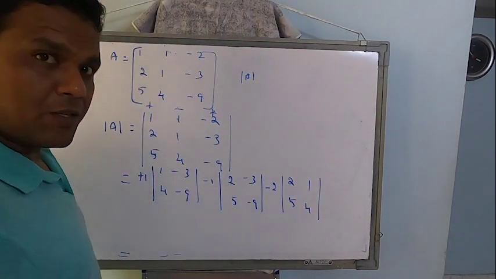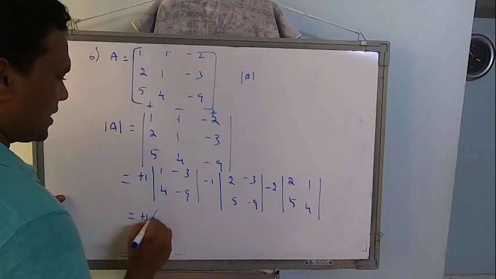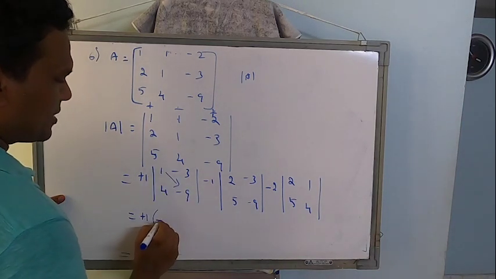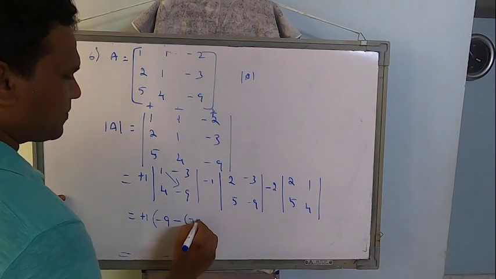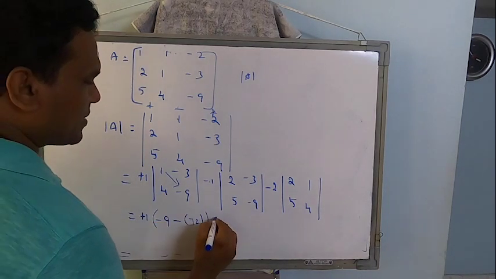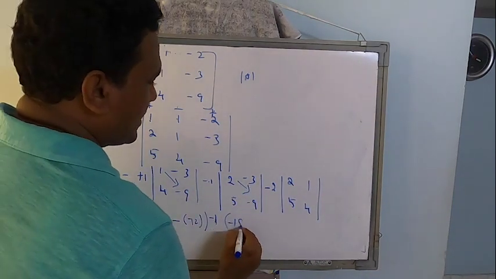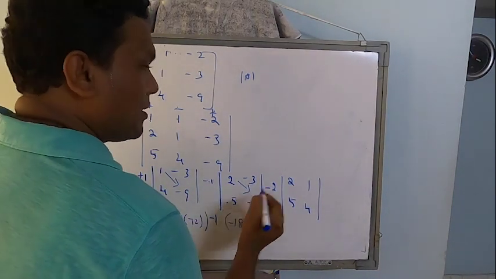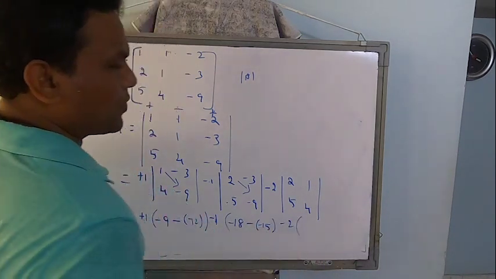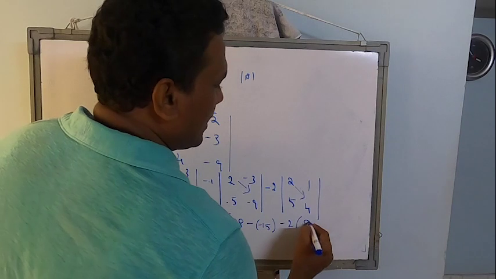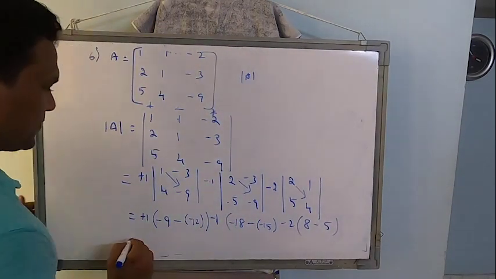So let's go for the expansion now. That's going to be 1 multiplied by the left diagonal, minus 9, minus the right diagonal, minus 12. Then minus 1, open the bracket, left diagonal minus 18, minus the right diagonal minus 15. So minus of minus 15, minus 2. Now the left diagonal 8, right diagonal 5. Let us keep simplifying this.